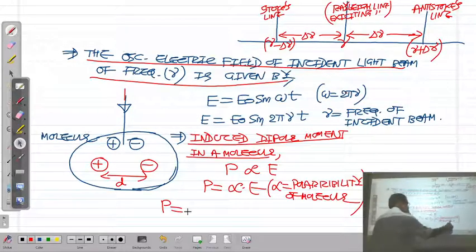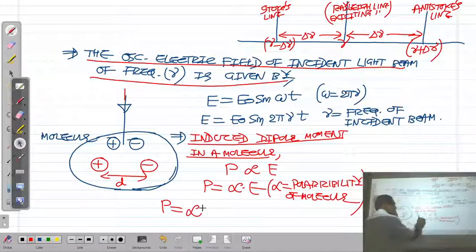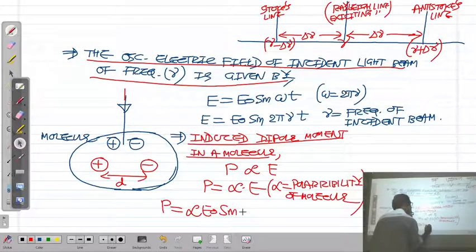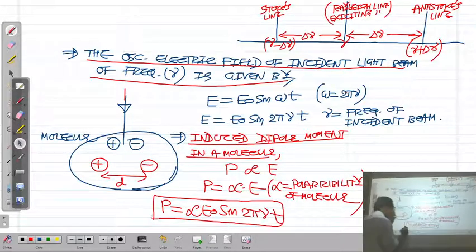This is the constant for the polarization of the molecule, and the induced dipole moment of the molecule is directly proportional to the oscillating electric field of the incident light. What is the oscillating electric field of the incident light? E is E0 sin 2 pi nu t. So this is the induced dipole moment in the molecule.